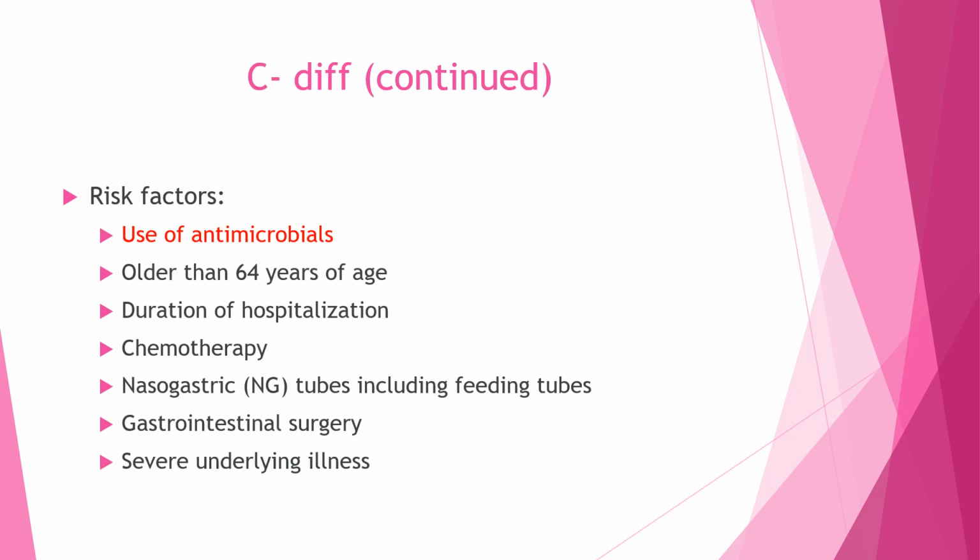Risk factors for C. diff are use of antimicrobials, the fact that they have received an antibiotic recently, in the past 90 days, past 28 days. And if they are older than 64 years of age, if they have been hospitalized, if they have received chemotherapy, if they have a nasogastric or NG tube, including feeding tubes, they are at risk. Gastrointestinal surgery, and then a severe underlying illness.